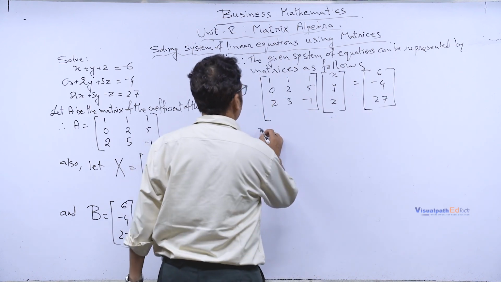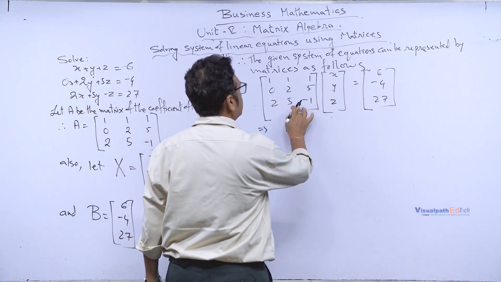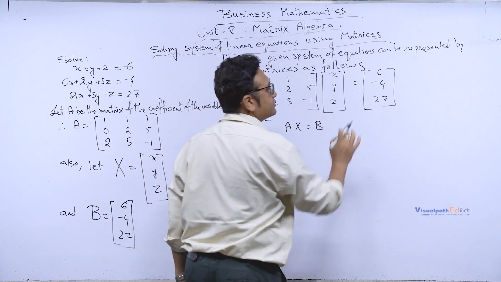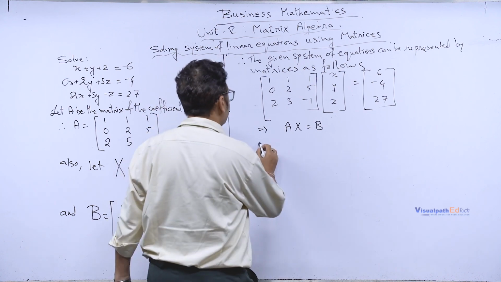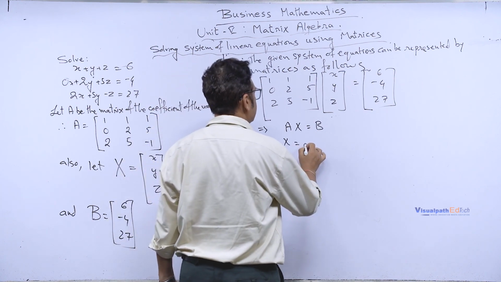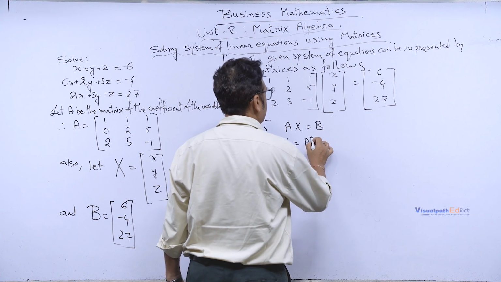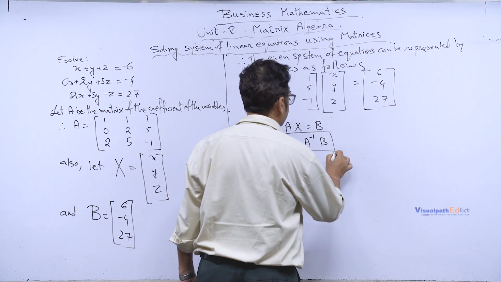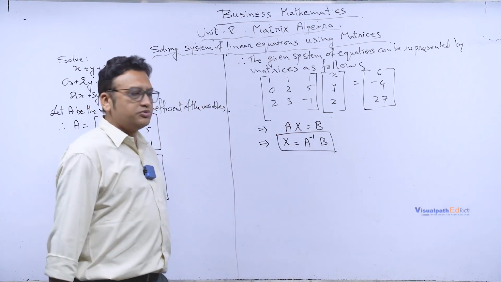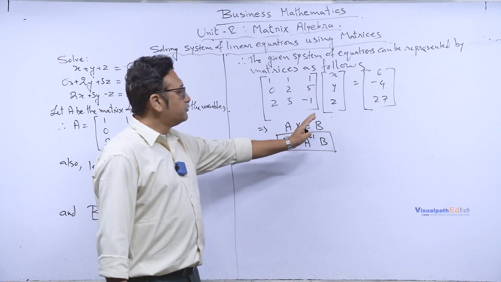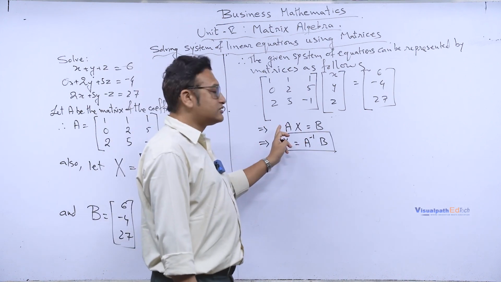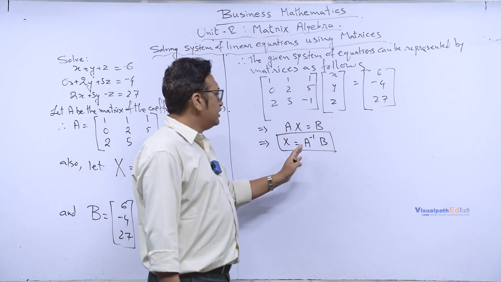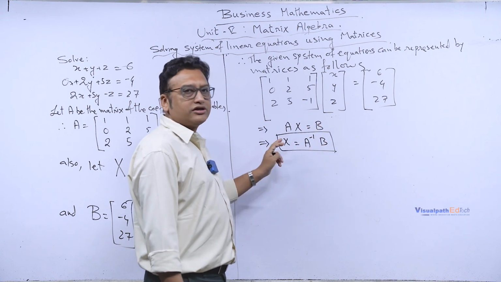This can be written as capital A for this, capital X for this, capital B for this. Therefore, X can be written as A inverse B. Now, this is very important for you to remember. When we have AX equal to B, X will be equal to, when we take A to that side, since these are matrices, it will not be plus or minus, but it will be A inverse. A inverse into B will give you the matrix X.